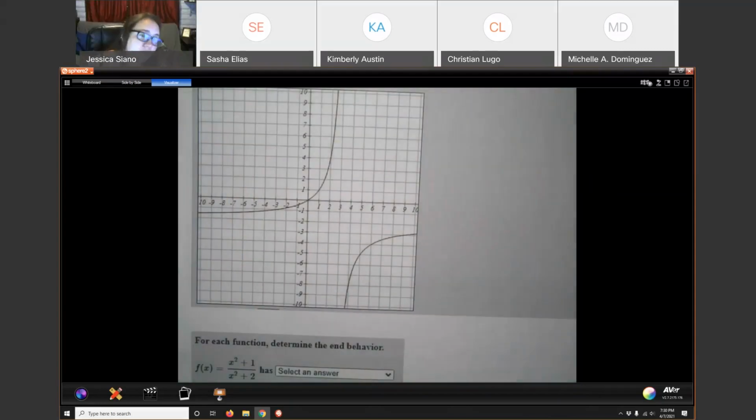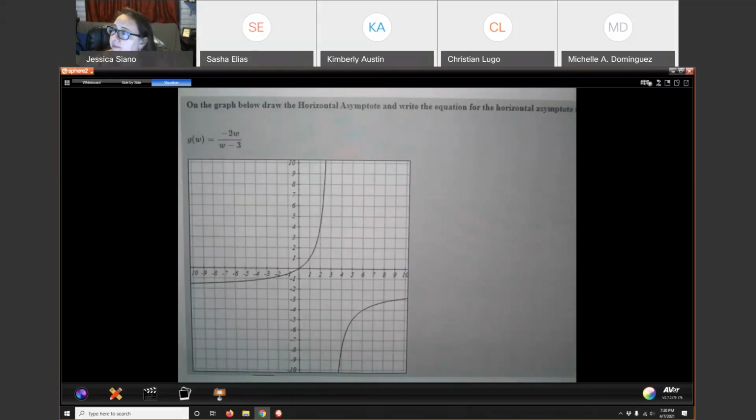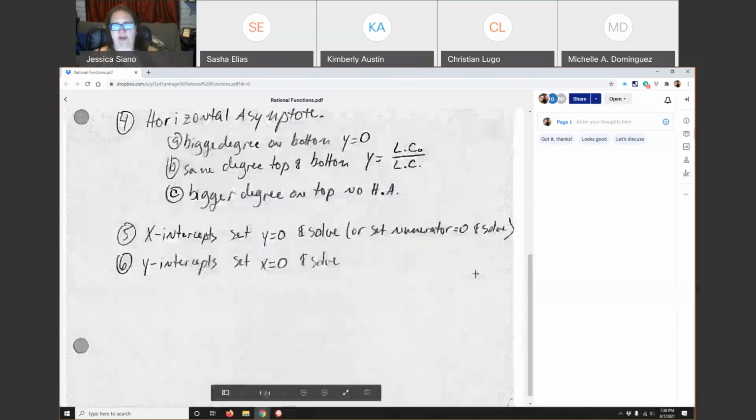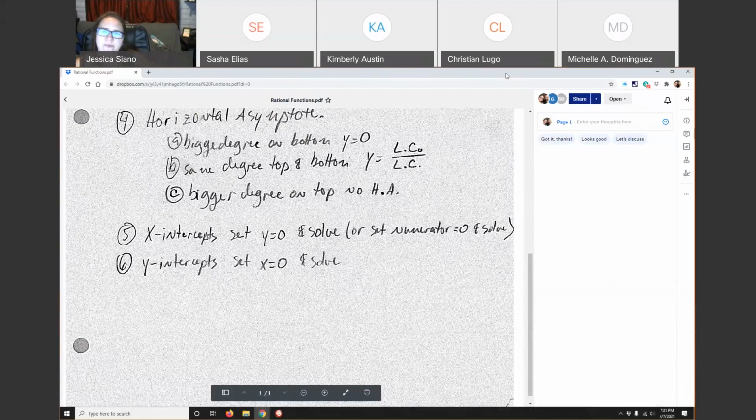Okay. When we're looking for a horizontal asymptote, we have 3 scenarios. So our 3 scenarios are that you have a bigger degree on the bottom, and in that case, your horizontal asymptote is y equals 0. You have the same degree top and bottom, and in that case, you use the leading coefficients. You have a bigger degree on the top. In that case, you do not have a horizontal asymptote. So these are the 3 rules.